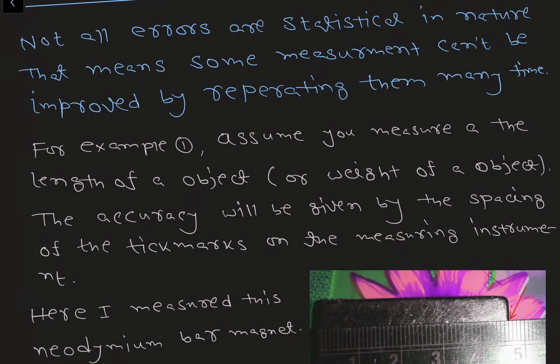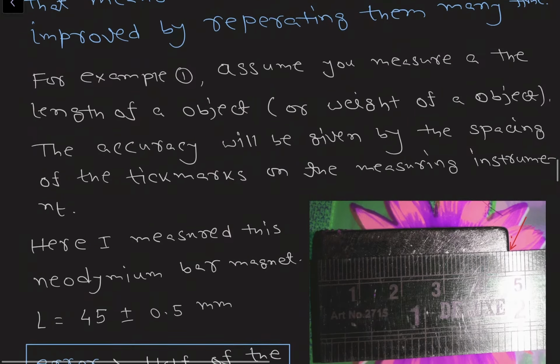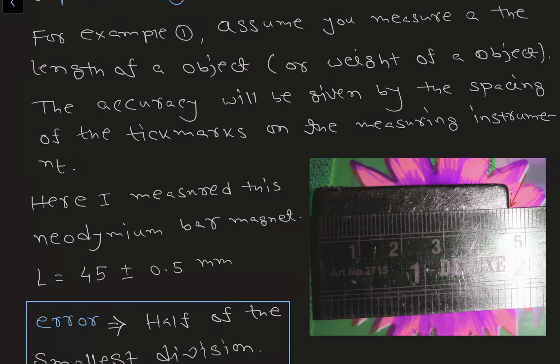However many times you measure the width of an A4 page, all the time it is coming out to be 210 millimeter or 21 centimeter. For example, assume you measure the length of an object or the weight of an object. The accuracy will be given by the spacing of the tick marks of the measuring instrument. In case of a meter scale, it will be given by the smallest division, or in case of a digital weight scale, again the smallest division, how small it can measure.